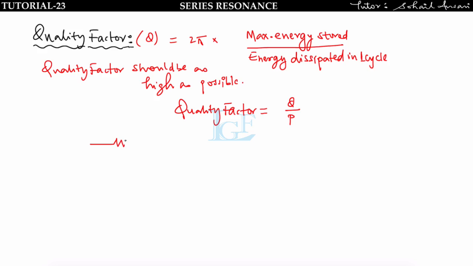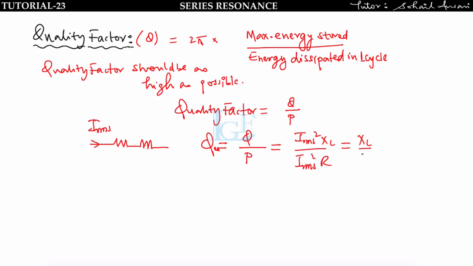Let us consider a series RL circuit. The quality factor Q is the ratio of reactive power upon active power. In a series RL circuit, the reactive power is I RMS square times XL, upon I RMS square times R, which is equal to XL upon R, that is omega L upon R. In this way we can calculate the quality factor of any kind of circuit.